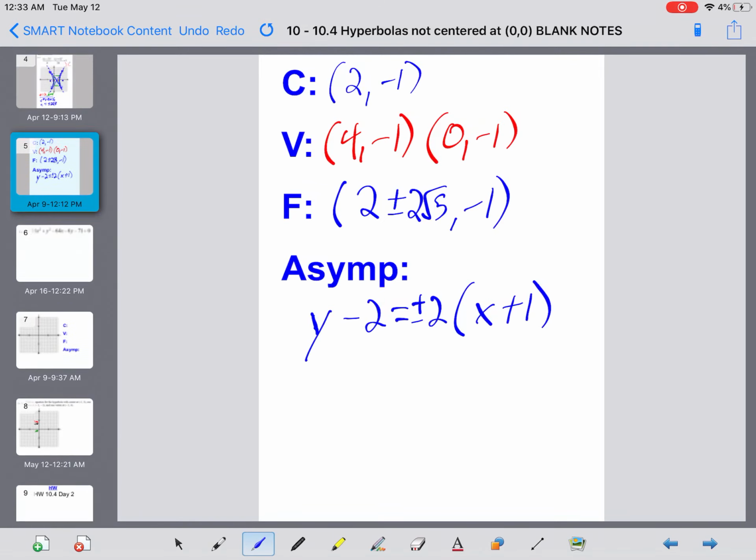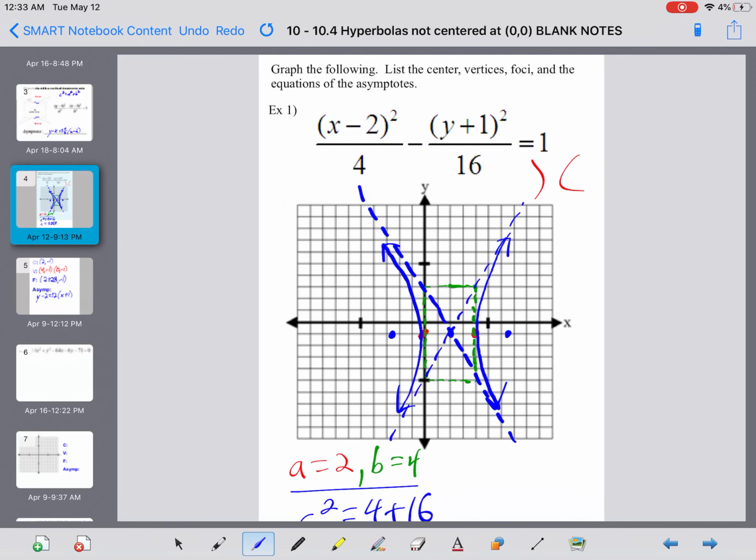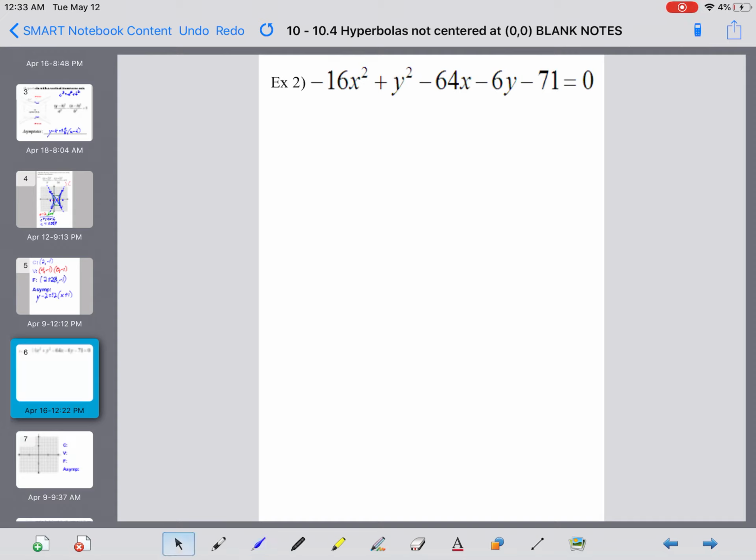Okay. Now, we're going to do 2 more. That's the only example we're going to do where I give you the equation from the start and work everything through. Kind of. What if I give you the equation that looks like this?